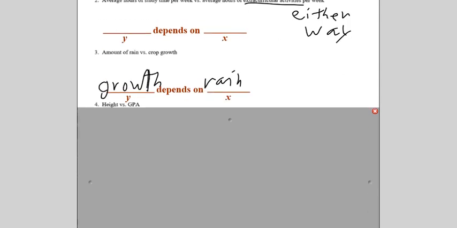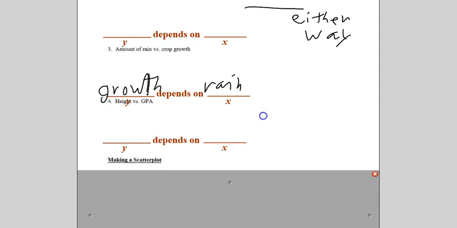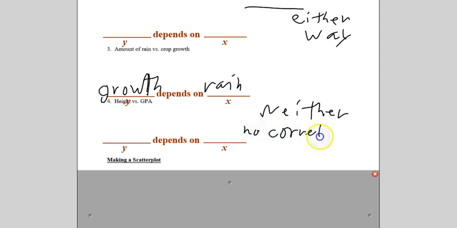All right, and the really easy one, height versus GPA. Neither. I heard that. But I think I even heard a real good math term after that. I think I heard somebody say no correlation. No, but there is no correlation. They're not related. Your GPA does not affect your height, and your height does not affect your GPA.